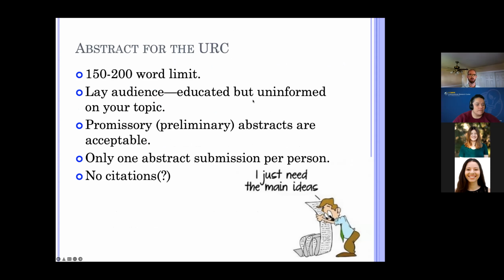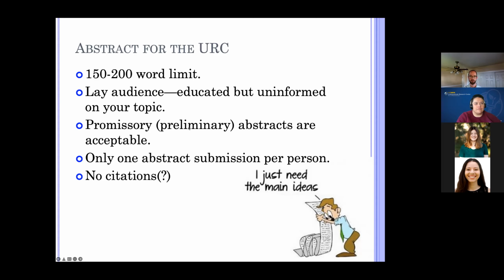So for the undergraduate research conference, like we said, it's a 150 to 200 word limit. Make sure we're sticking to that. It's a lay audience. People at UC Davis are educated and intelligent people, but they may not really understand your topic, which means we have to make sure that we're defining our terms. We're not throwing in jargon and assuming that the audience gets it. It can be challenging to write abstracts well, especially because we're asking a whole lot of you in no more than 200 words. They're really challenging to write well.